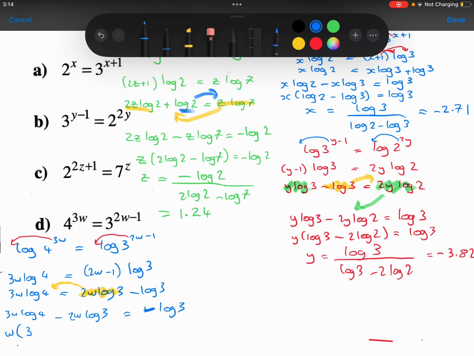Factorise the w outside to get 3 log 4 minus 2 log 3. And then divide both sides by the bracketed term to make w the subject. So I'm dividing by 3 log 4 minus 2 log 3. And if we put that into our calculator, we get minus 0.56, to three significant figures.